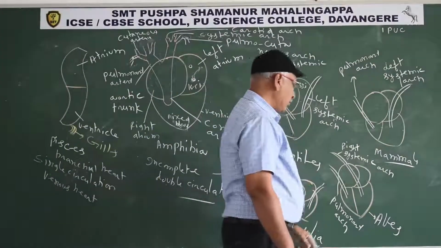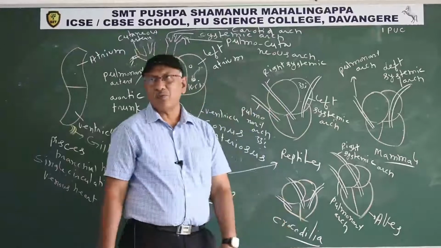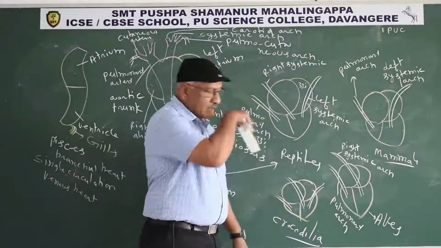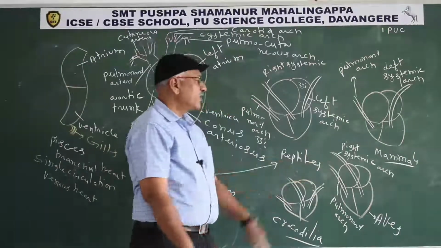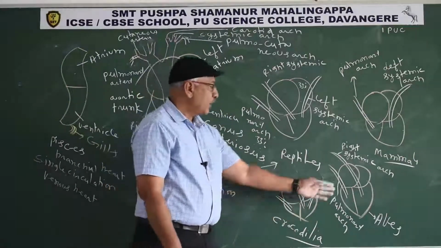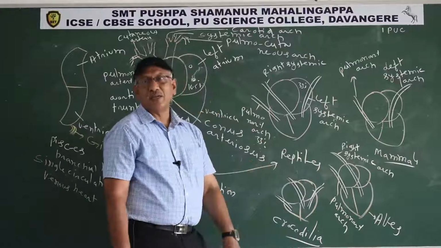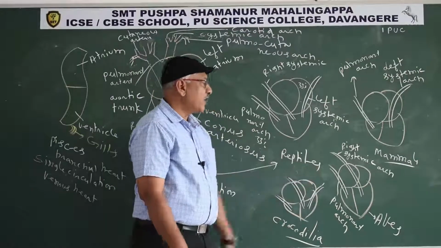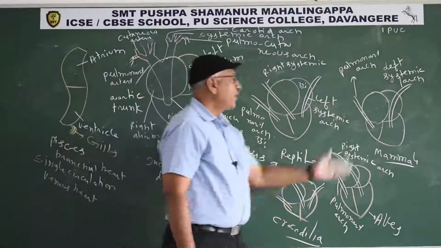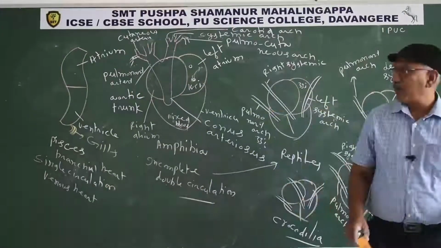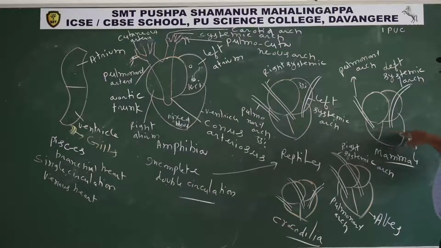Next one, aves. Aves also have a four-chambered heart. Two arches arise from the ventricle. One is pulmonary arch, the other is right systemic arch. Pulmonary arch supplies deoxygenated blood to lungs. Right systemic arch supplies oxygenated blood to various organs. In case of mammals, four-chambered heart, two atria, two ventricles.